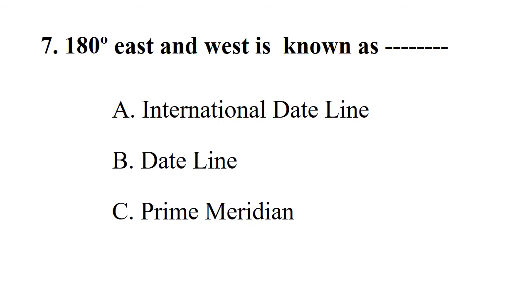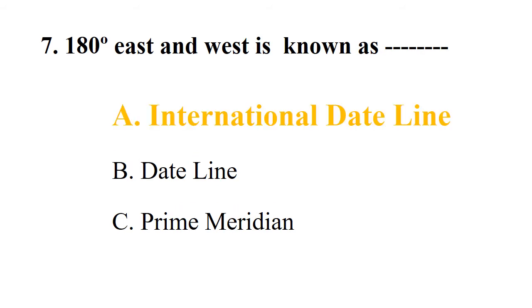Next, 180 degrees east and west is known as. Options: International Dateline, Dateline, Prime Meridian. Right option: International Dateline.